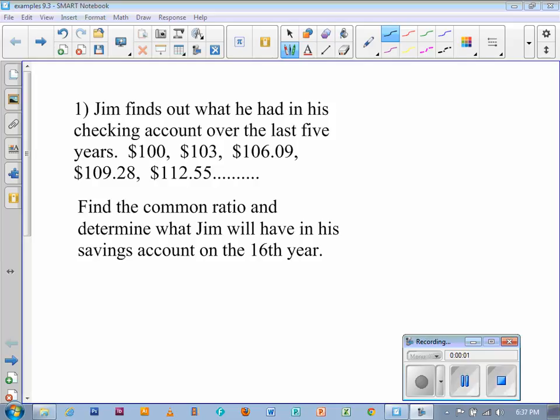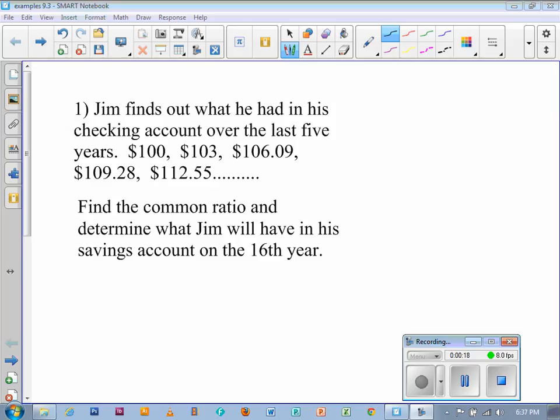Section 9.3, your second video of geometric sequences. In this video, we're applying geometric sequences to specific types of problems. As you can see at number 1, this is an investment. Jim finds out what he had in his checking account over the last 5 years.